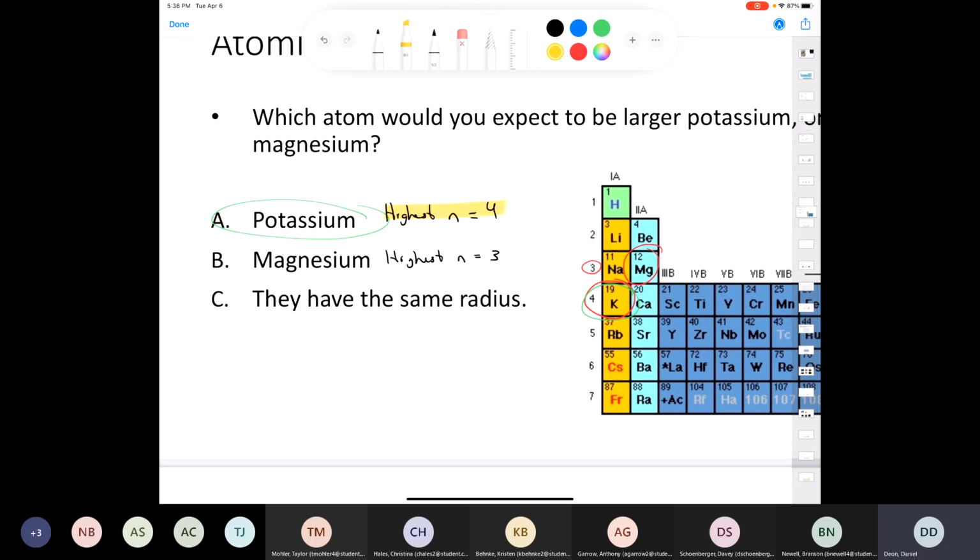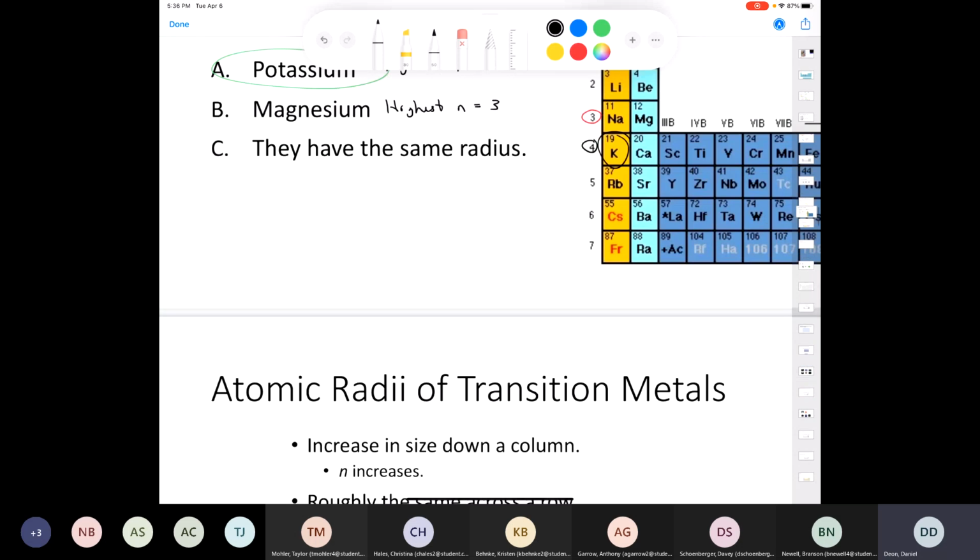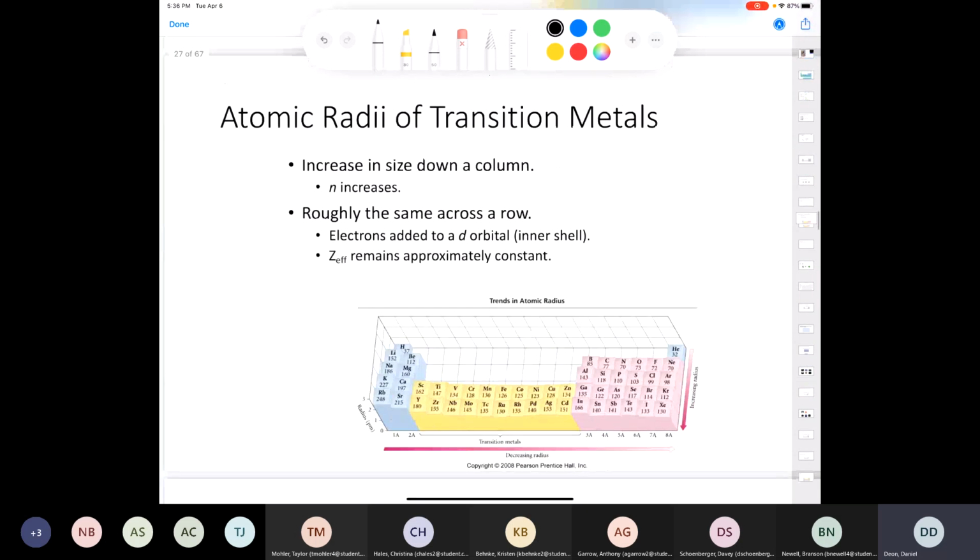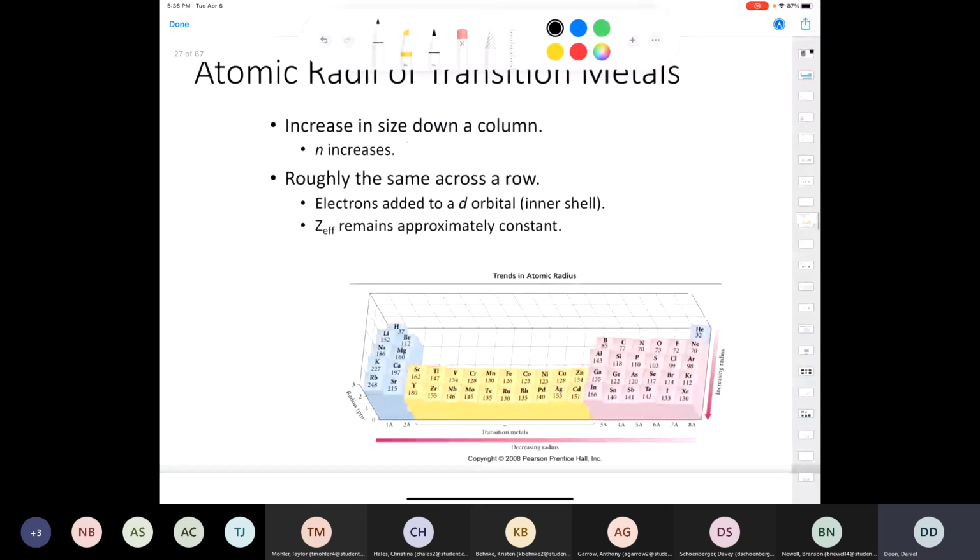than magnesium. What they're trying to, not trick you on here, but the question that's being asked indirectly here is, even if you understand that effective nuclear charge is increasing going across a period, that even though magnesium is further to the right on the periodic table, in a relationship so close the principal quantum number would dominate. Here's a beautiful periodic table that shows you the trends in atomic sizes.